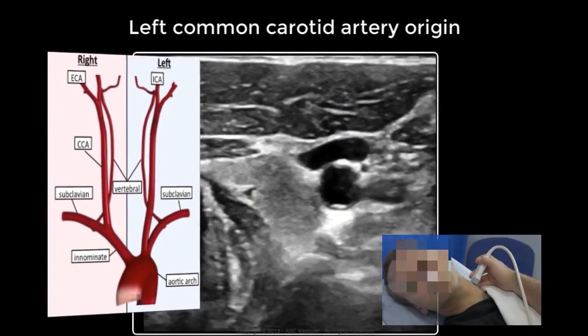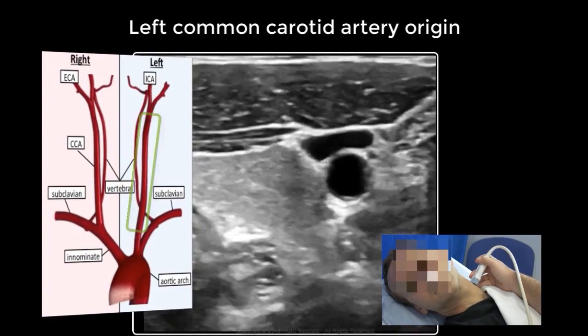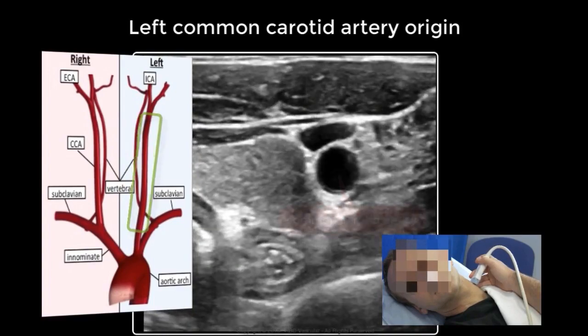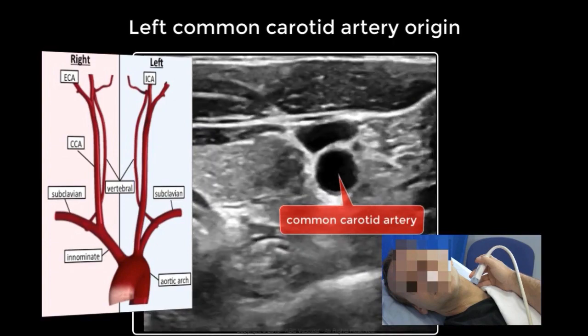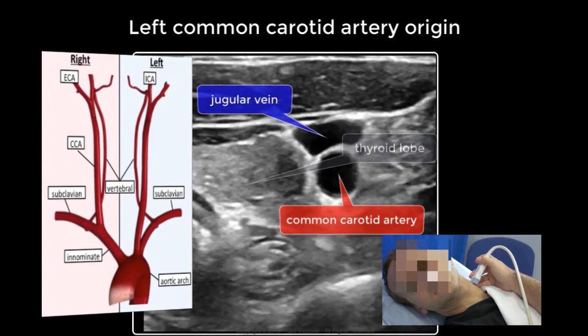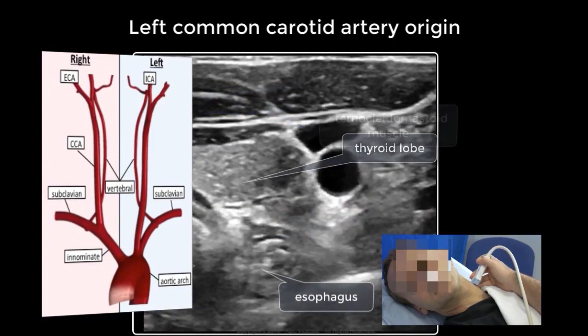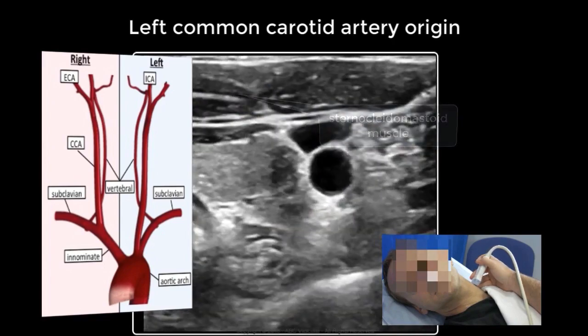The origin of the left common carotid artery may not be visualized. First, identify the origin of the common carotid artery in transverse view. The jugular vein, the thyroid lobe, the esophagus, and the sternocleidomastoid muscle can be visualized.